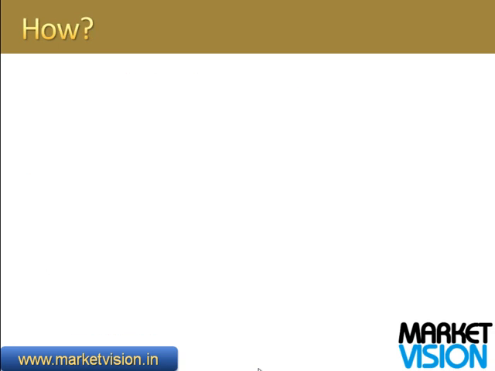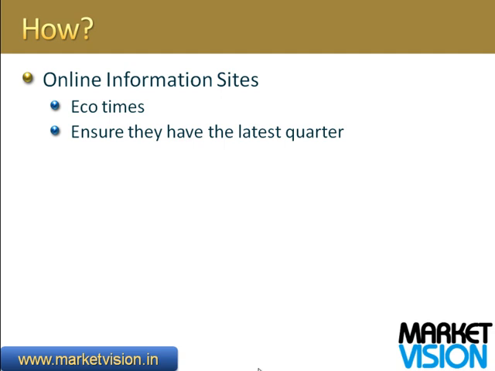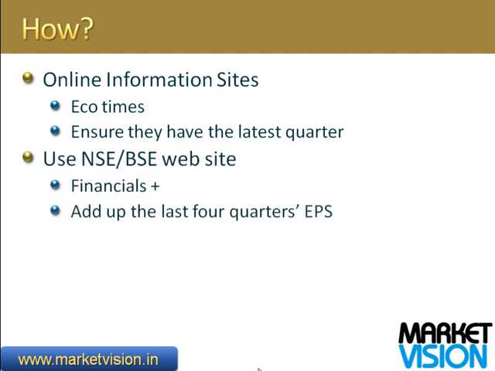Now how do you get to this figure? You can use online information sites like Economic Times, Money Control and so on. Of all the sites that are out there, I've found that Economic Times seems to have the most accurate data. A lot of times there is data, but it is outdated. Sometimes they will show you something like the trailing 12 months as of March. Now we're in December, so as of March is like 7 months ago. There have been 2 quarter reports after that. They haven't taken that into consideration and so on. So you got to ensure that they have the latest quarter and so on.